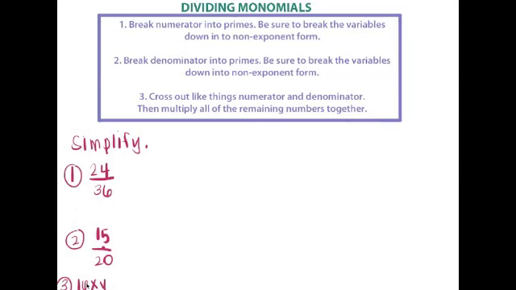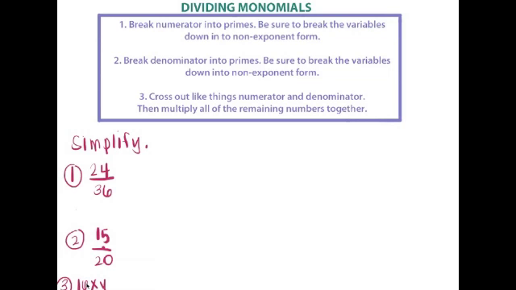Today we're looking at how to divide monomials, specifically what we do when we also have to divide exponents. Our first page gives you a few steps to help you in simplifying when we have to divide. My advice is the first step is to break the numerator into prime numbers, just like what we've been doing with the factor trees, and make it all into a multiplication line of just all prime numbers.